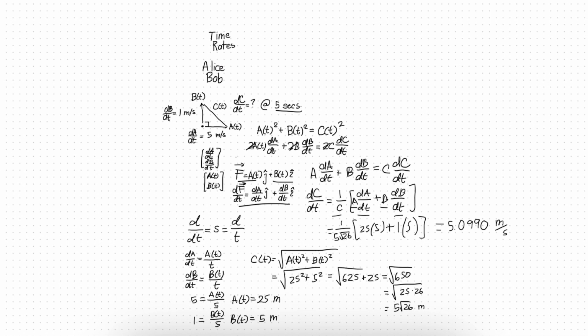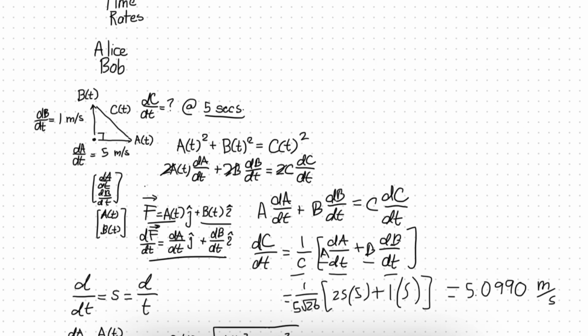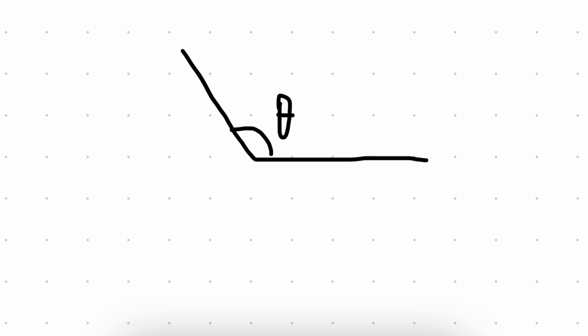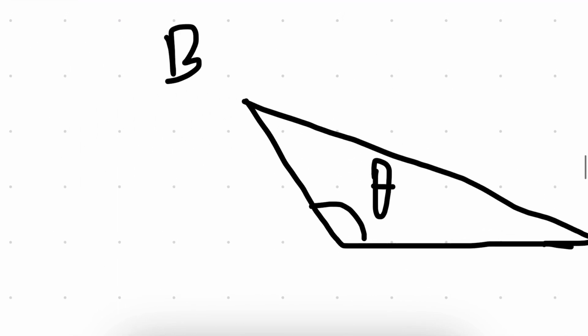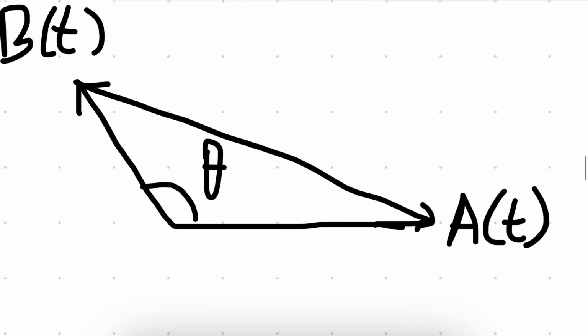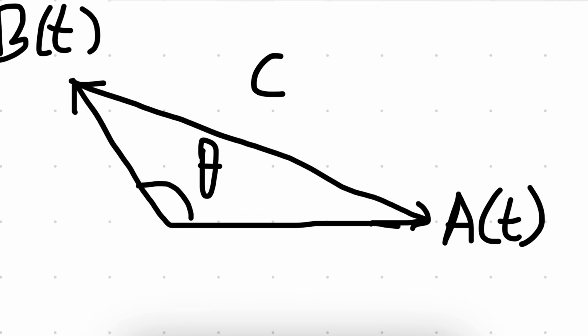So that's assuming that the separation is at a right angle. So what if it isn't at the right angle? Let's say it's some angle theta. Okay, and this is Alice, and this is Bob. So it's a vector. So what is my C of t now?